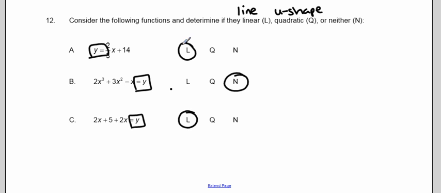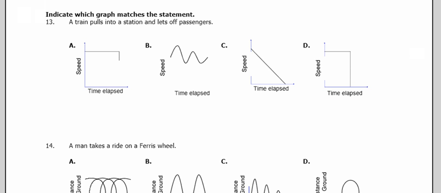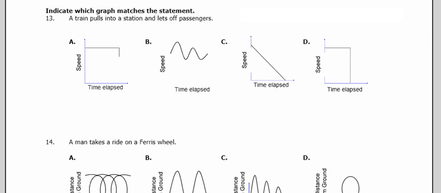Great. Let's turn over and see what else we have. Okay, so now we have some situation graphs. With situation graphs, they can get pretty tricky, but if you break it down into each piece that's happening, you should be okay. So number 13, we have a train pulling into a station and letting off passengers. Now, if you look at all A, B, C, and D, they're all comparing speed and time.